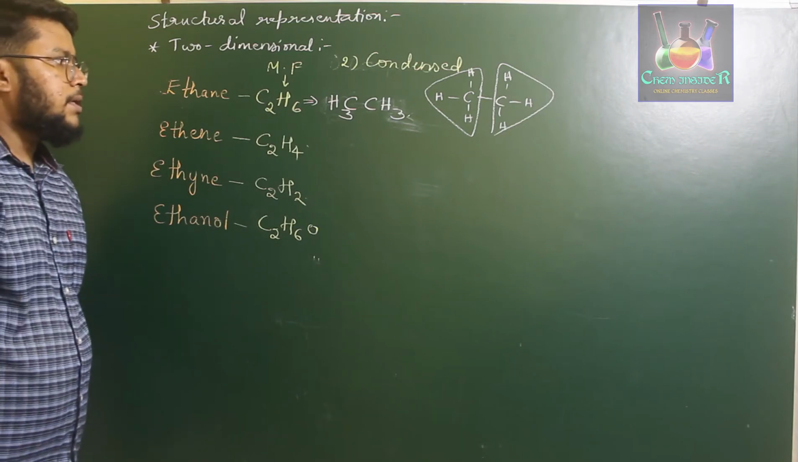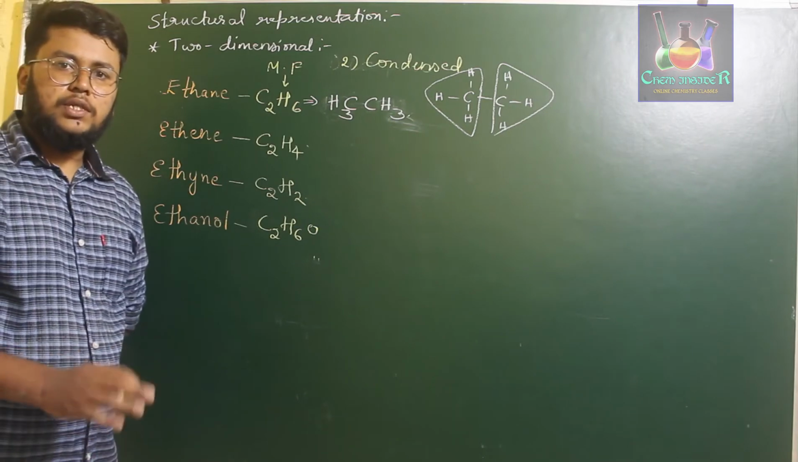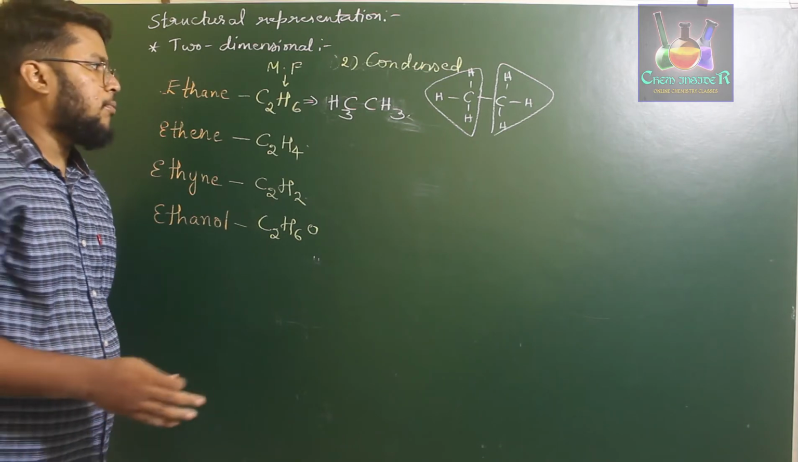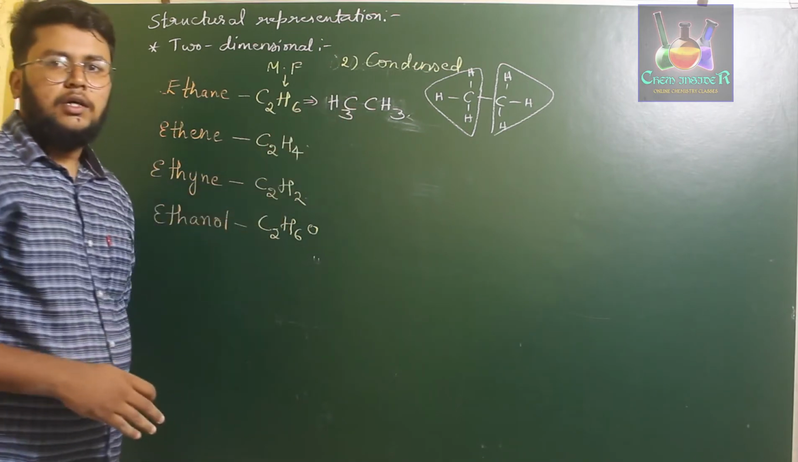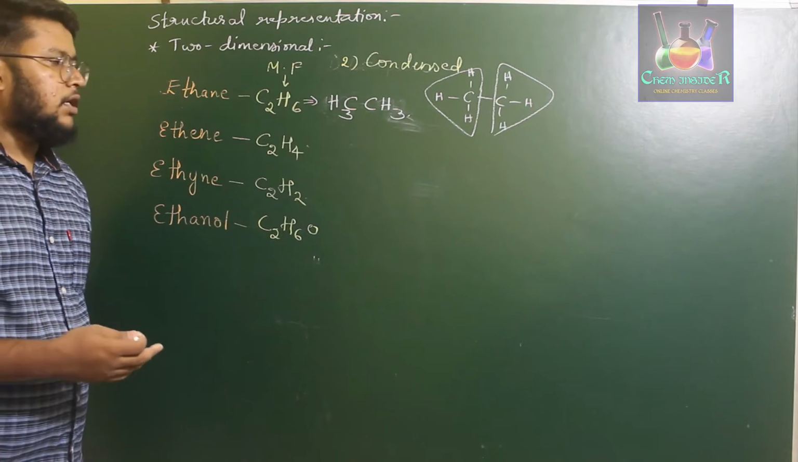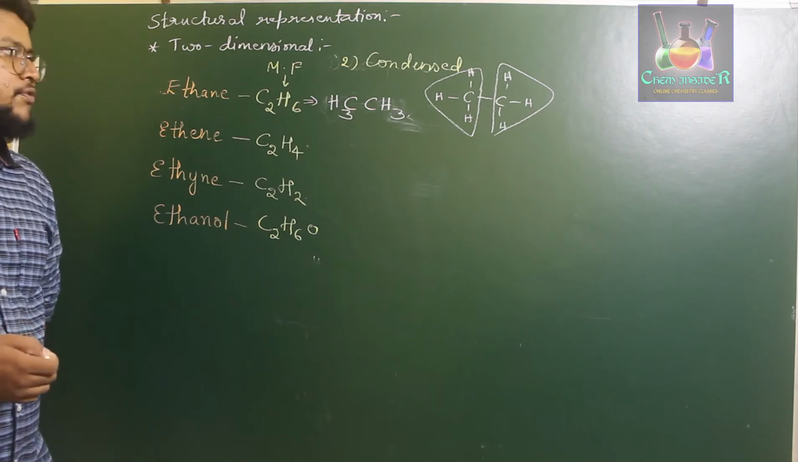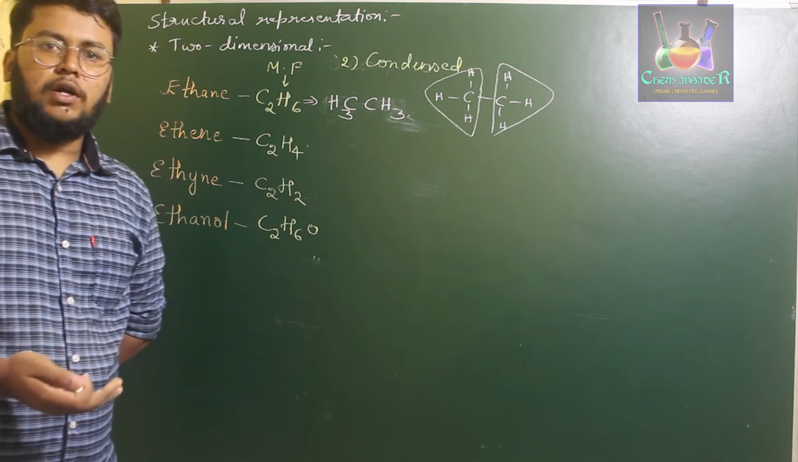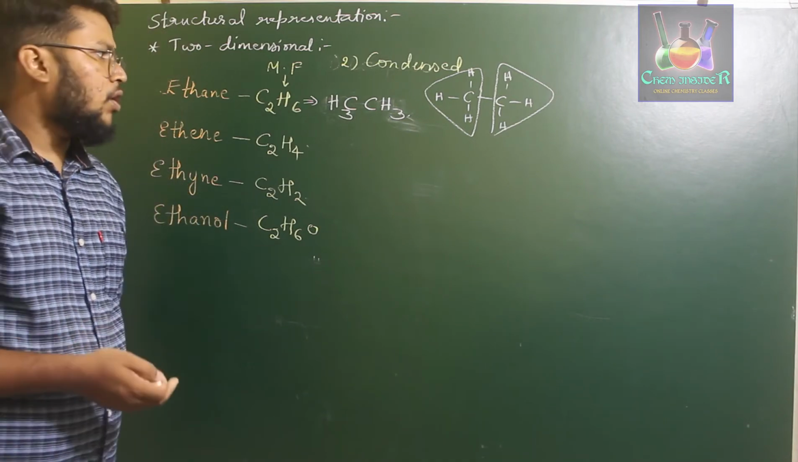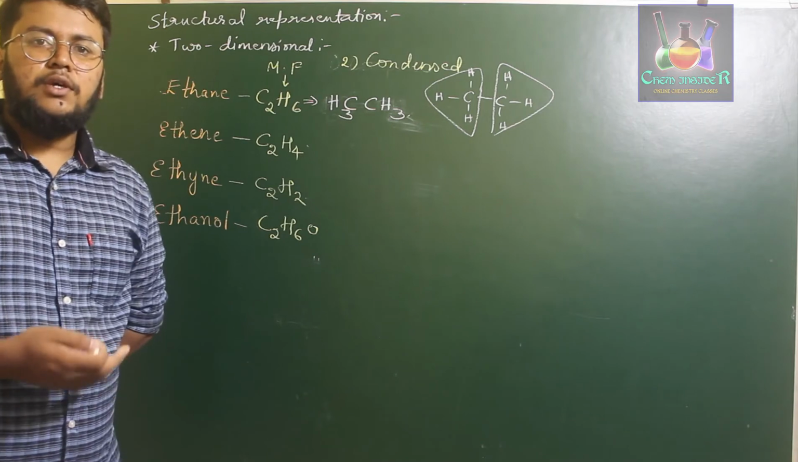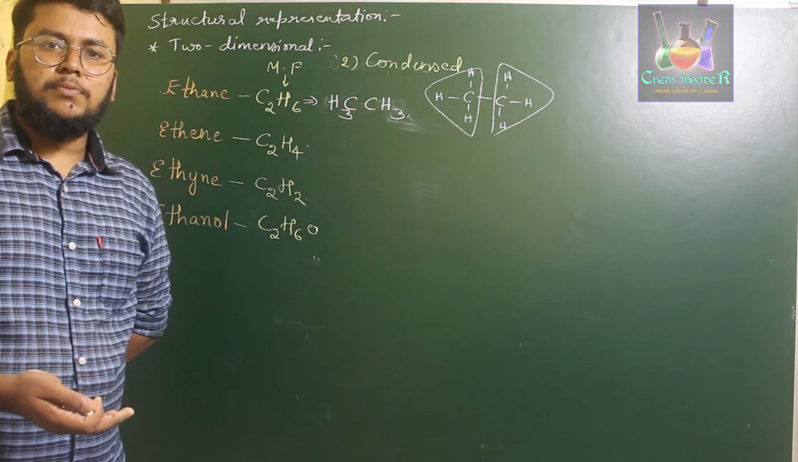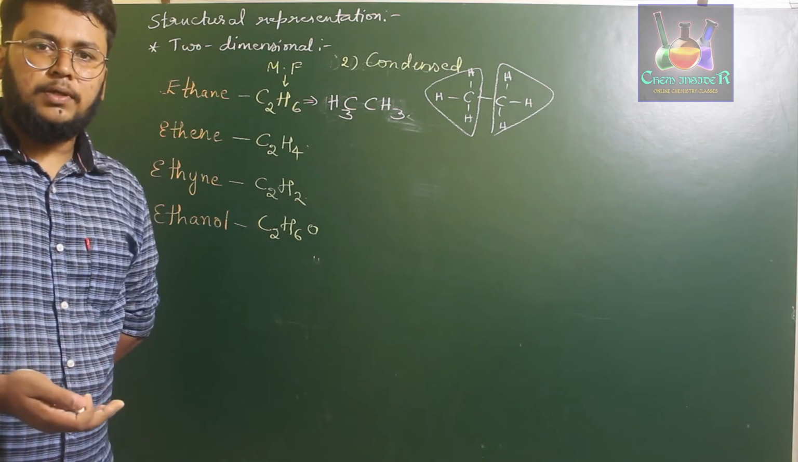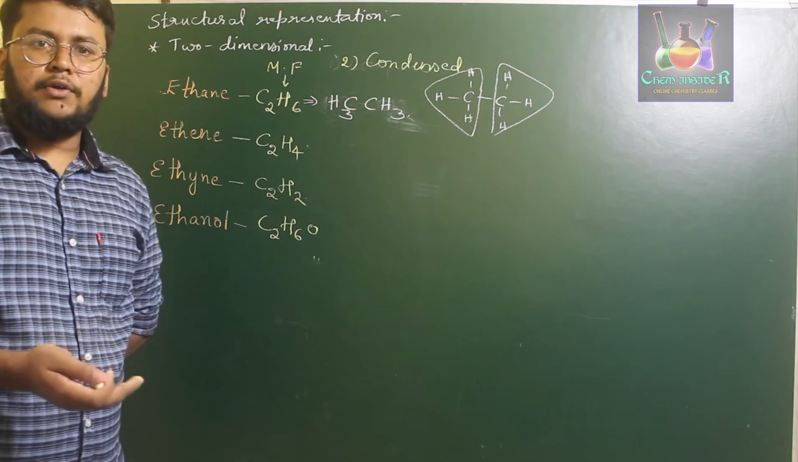Now, if you have just one single bond, there will be no problem if you don't represent the bonds between the carbon and carbon atoms. But if you are representing an organic compound which has a double bond or a triple bond, then in some cases you might have to represent the double bonds between the carbon-carbon atoms also. But you can ignore the carbon-hydrogen bonds.